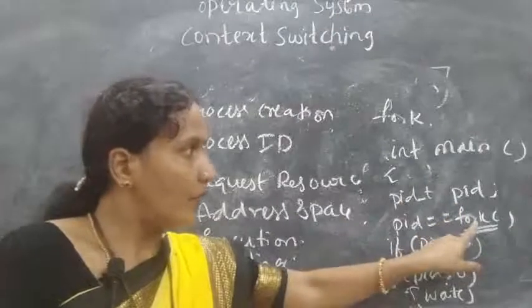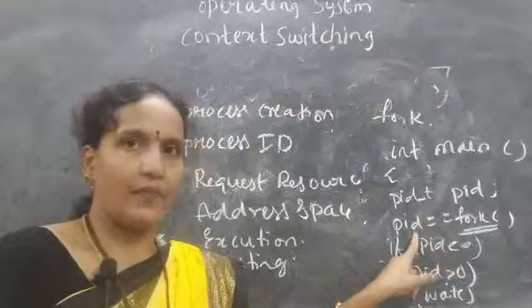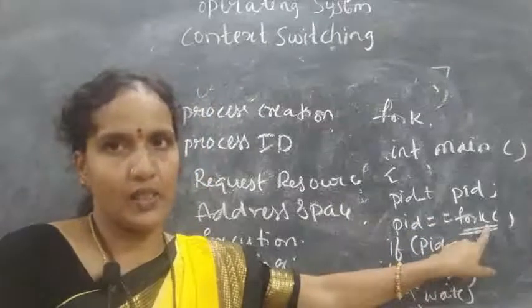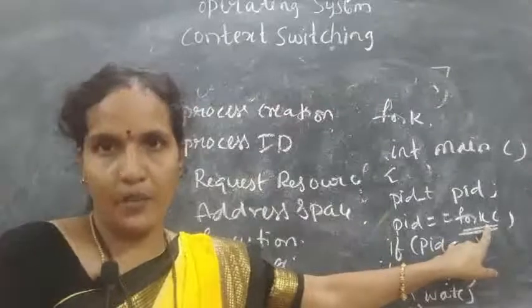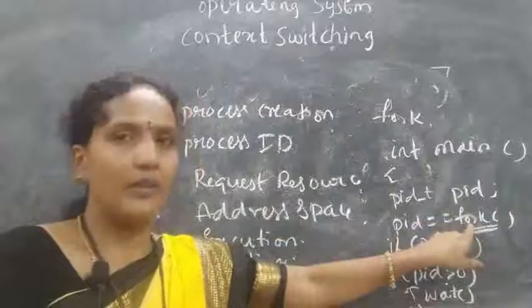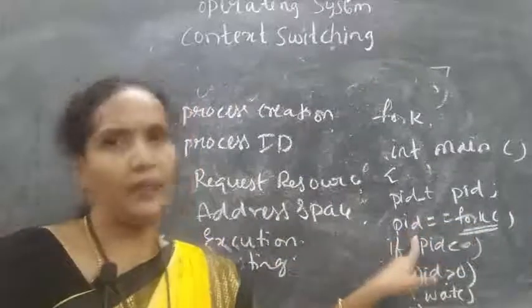Now, PID equals fork. What is the use of this? It will create the child process. And when it creates the child process, whatever process ID is there, that is stored inside the PID.